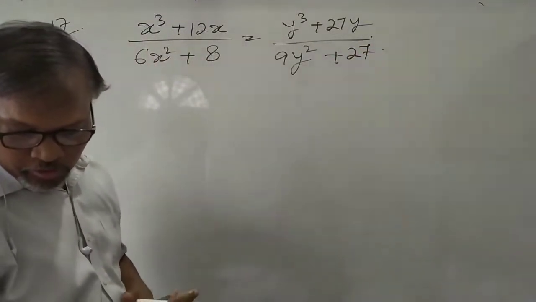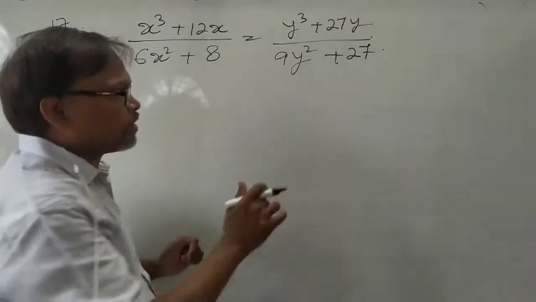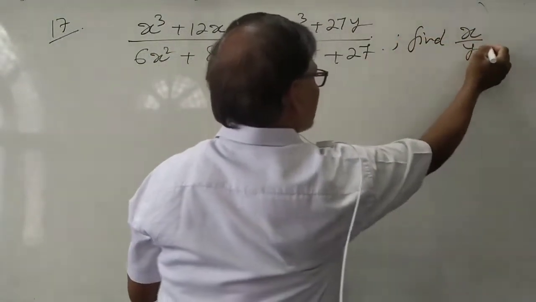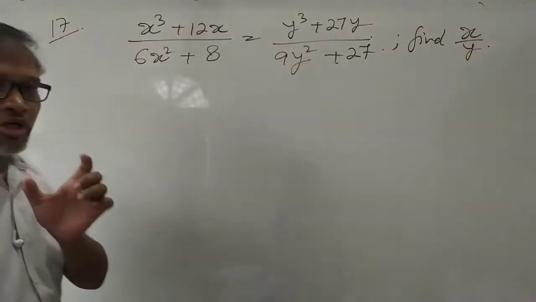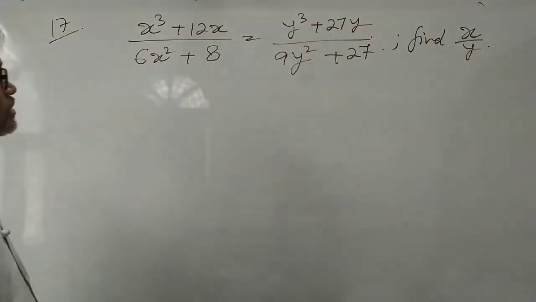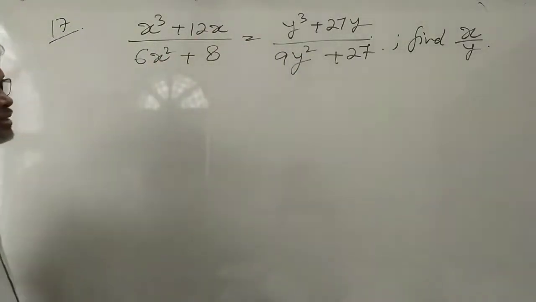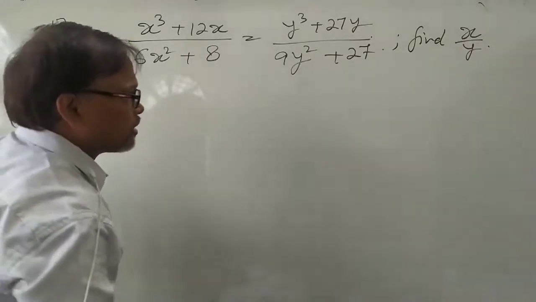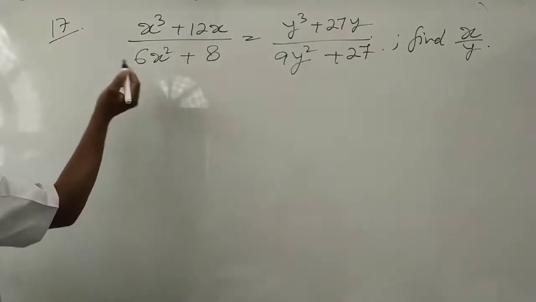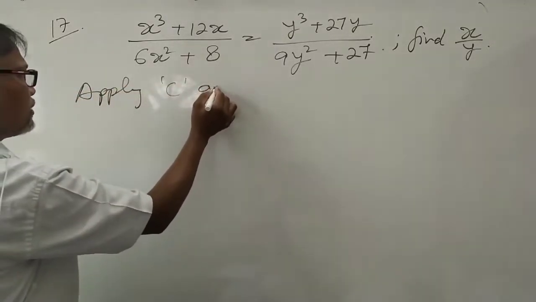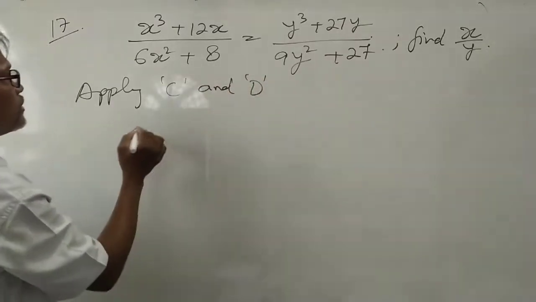Find the ratio x upon y using componendo and dividendo, not by this. If you cross multiply, that will be very difficult to find x upon y. Therefore, better you use componendo and dividendo. So in the solution, apply componendo and dividendo.